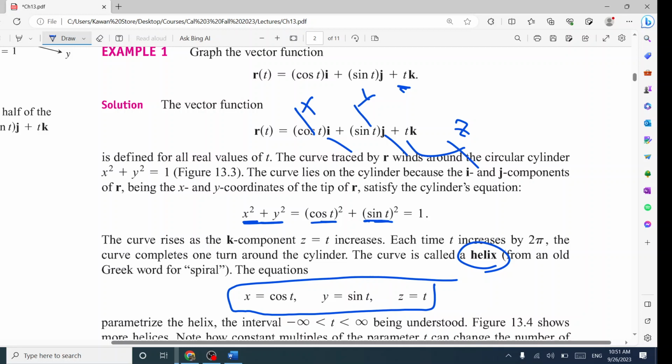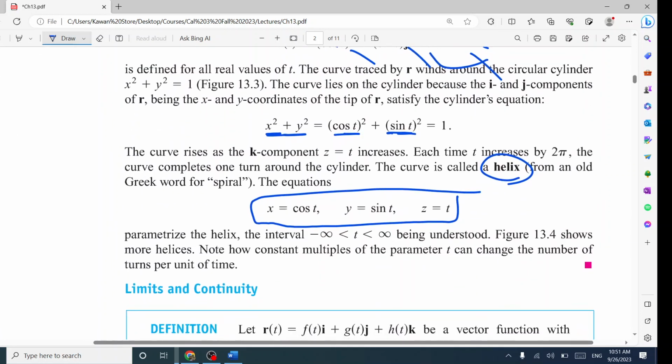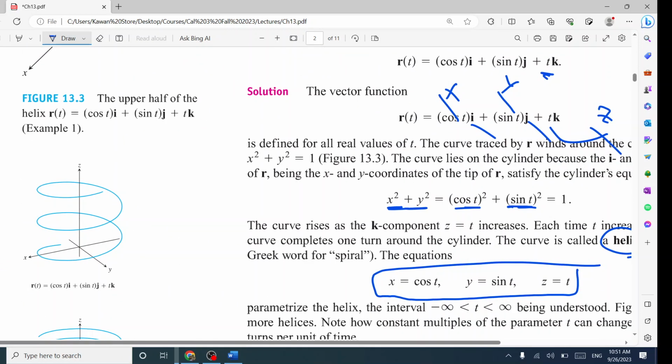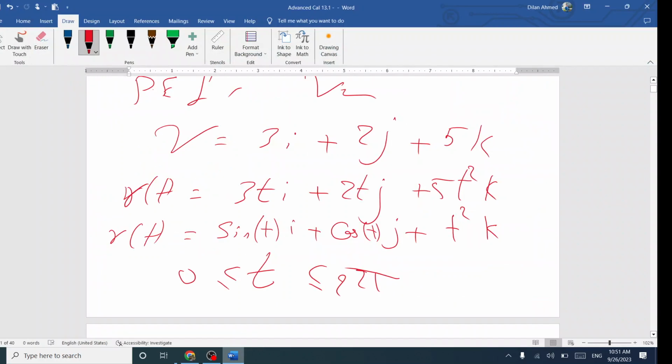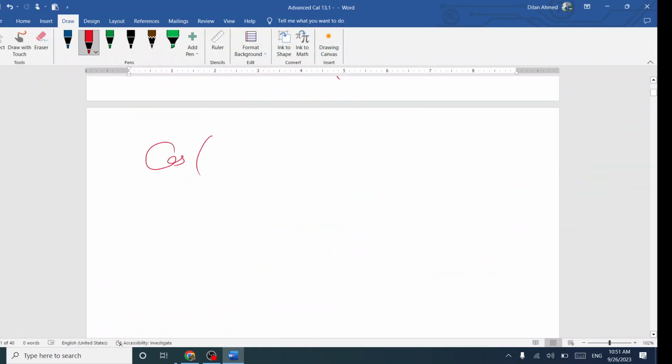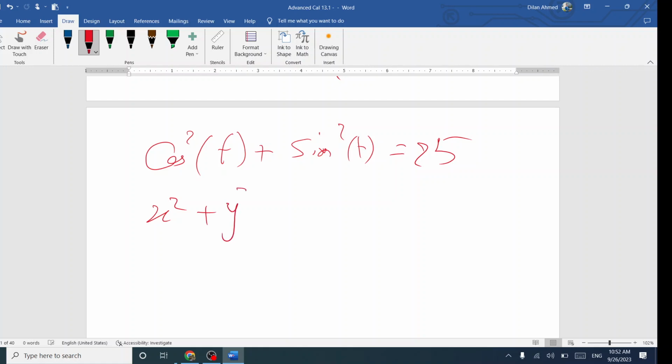It's going up, like a spiral going up. Then I can imagine if I make x squared plus y squared, or cosine squared plus sine squared, I'll get a circle. I am sure about that, right? How about if I make t like that? For example, we say cosine squared t plus sine squared t is equal to, for example, 25. This is the equation x squared plus y squared equals 25.